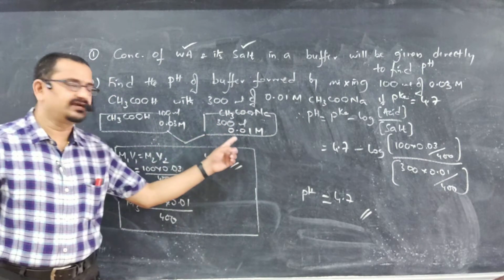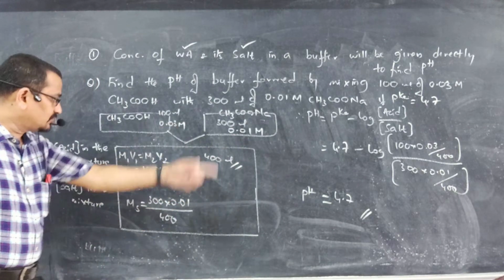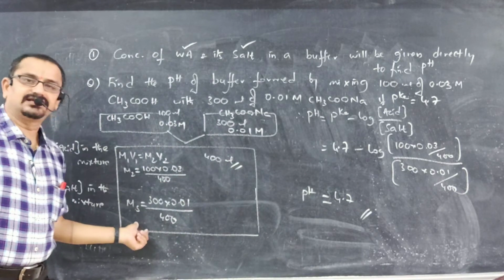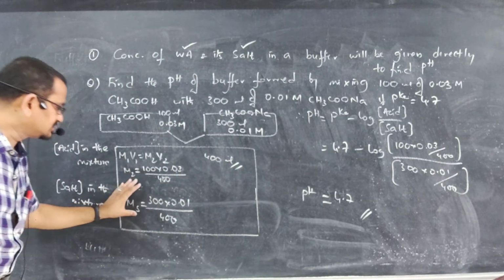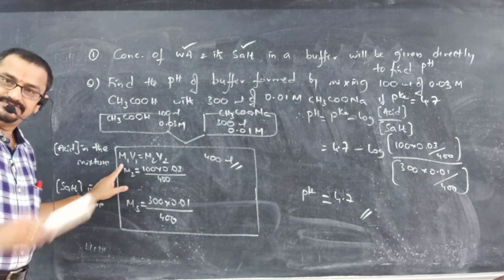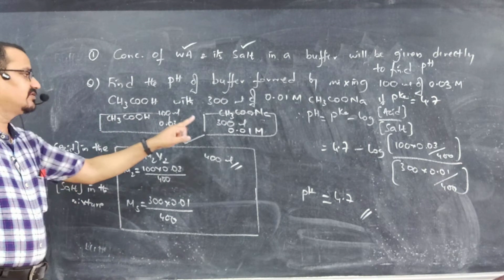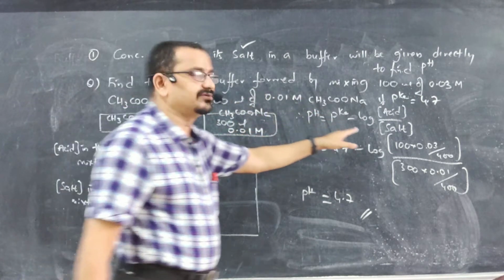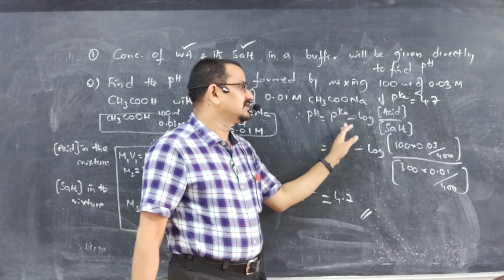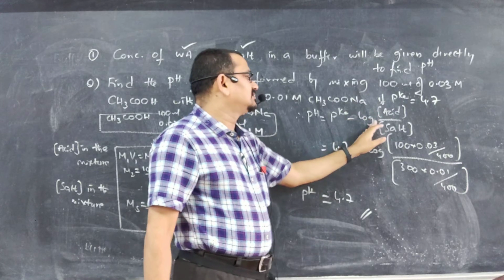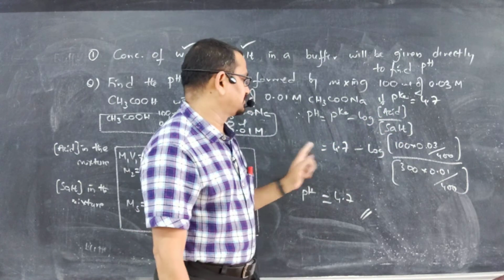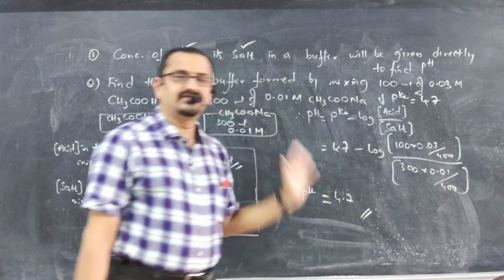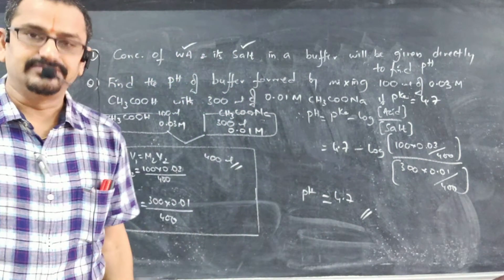Similarly, in 300 ml the molarity of salt is 0.01. Then in the total 400 ml what is the molarity? Again M1V1 equals M2V2, so M2 is M1V1 by V2. Now these concentrations belong to the acid in the buffer and the salt in the buffer. The earlier values were before mixing; these are after forming the buffer. These two concentrations we have to substitute in the formula. pH of an acidic buffer equals pKa minus log of acid concentration to salt concentration. It is 4.7 minus log of the acid concentration, and the answer will be 4.7. This is another basic numerical.